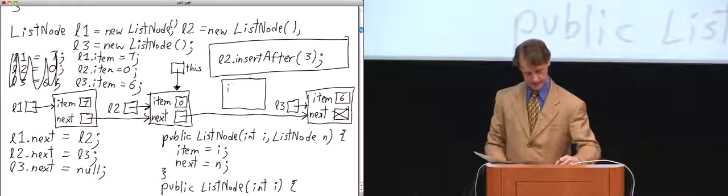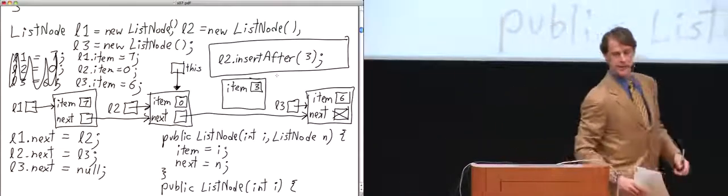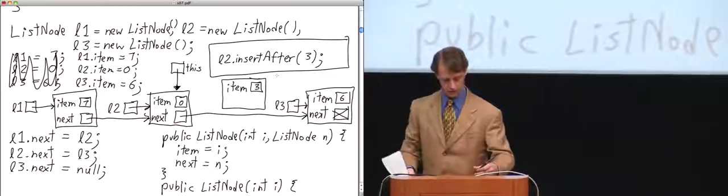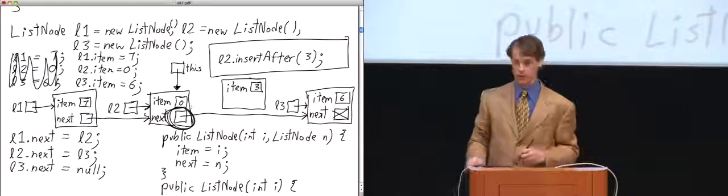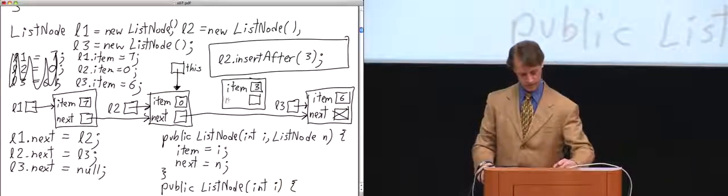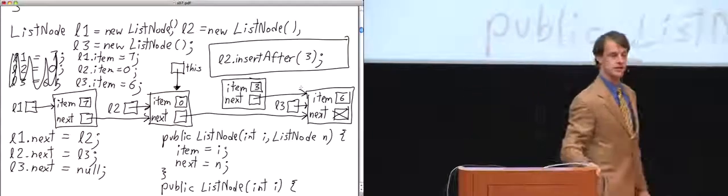And now the first thing insertAfter does is it constructs a brand new list node, and it sets the item to 3 because the parameter was 3. So that gets copied there. And the next field is going to be copied from the box this.next. So here's this.next in this box. We're going to copy the contents of that box into the new list node that we're constructing. So that new list node is going to point to the same list node that L2.next points to.